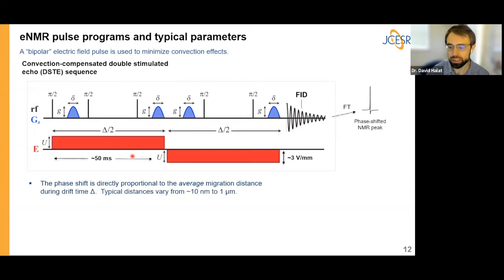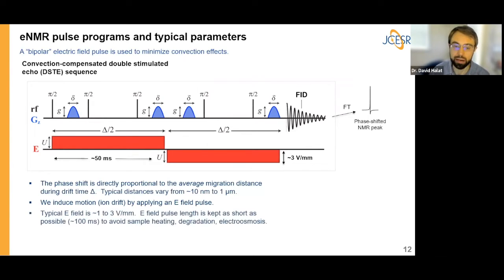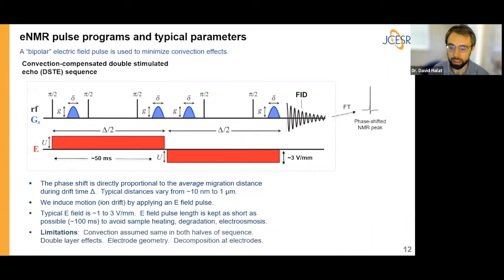So what are the typical distances that we can measure? Well, they vary from tens of nanometers, even, in the slowest cases up to microns. And it's a drift distance that's directly determined by the strength of the electric field pulse that we apply. We're intentionally going to keep that electric field pulse short, less than 100 milliseconds, not only to ensure that the concentration of the electrolyte remains uniform, but also to avoid degradation, sample heating, electroosmosis, and more complex convection effects. Some limitations are listed below, but typically what we try to do is perform experiments in a regime where we minimize these artifacts as much as possible.